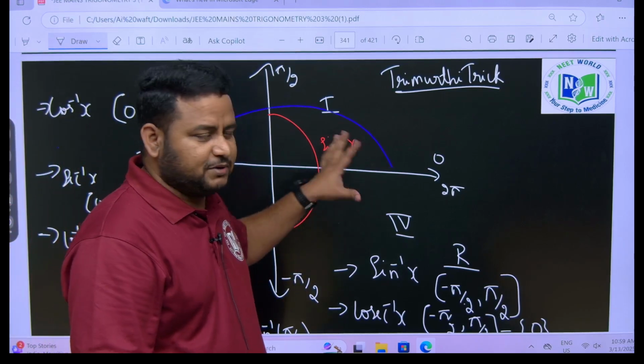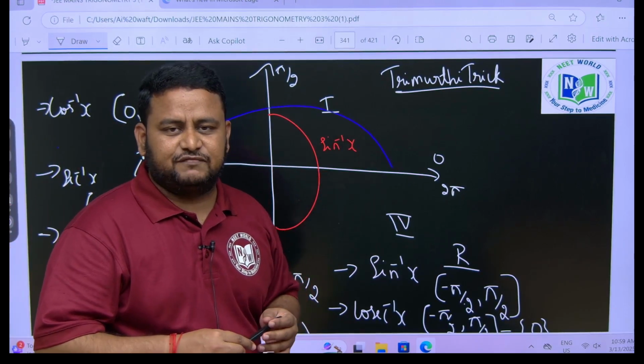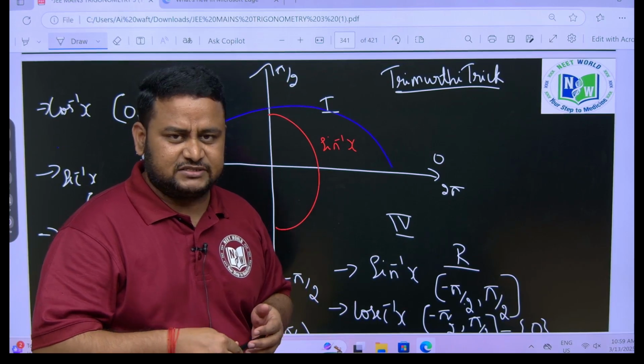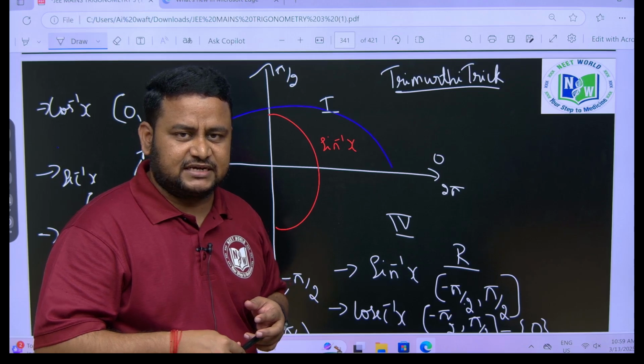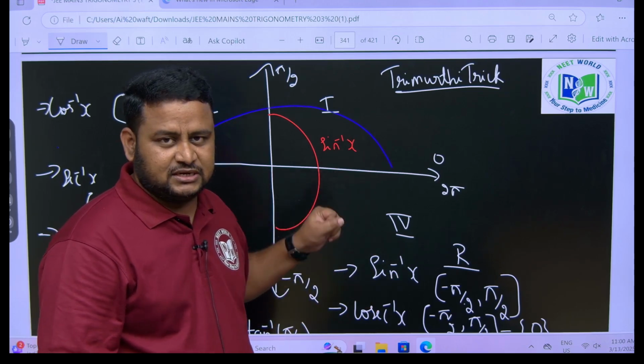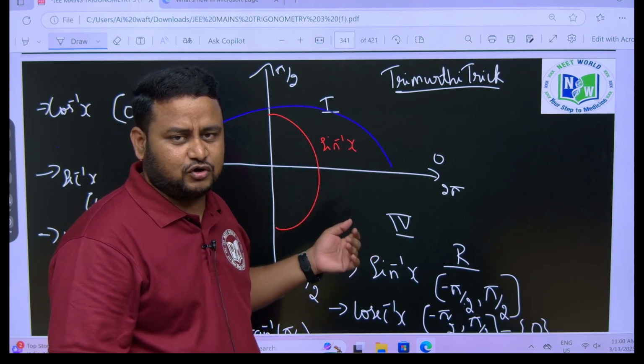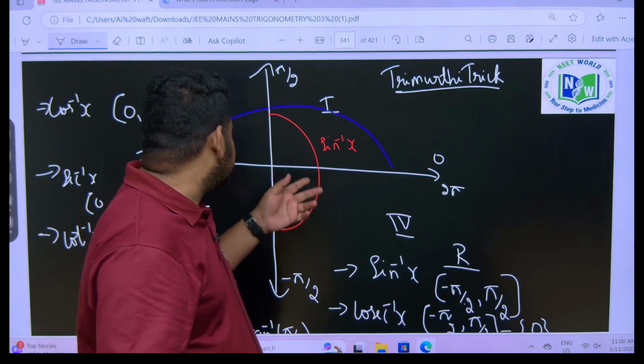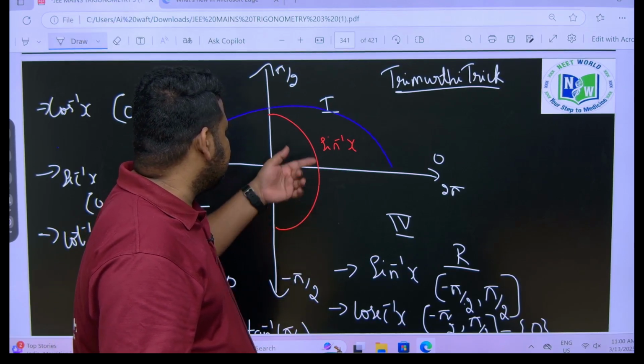Okay, these are the principal value branches for sin inverse of x, cosec inverse of x and tan inverse of x. It is ranging from minus pi by 2 to plus pi by 2. You know the exact ranges and the quadrants: first quadrant and fourth quadrant.